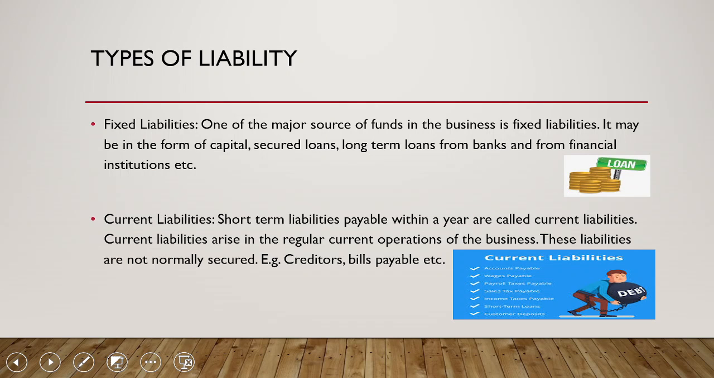Okay. Now, what are the types of liabilities? Fixed liabilities. One of the major sources of funds in the business is fixed liabilities. It may be in the form of capital, secured loans, long-term loans from banks and from financial institutes, etc. Current liabilities. Short-term liabilities payable within a year are called current liabilities. Current liabilities arise in regular current operations of business. These liabilities are not normally secured. Example, creditors, bills payable, etc.